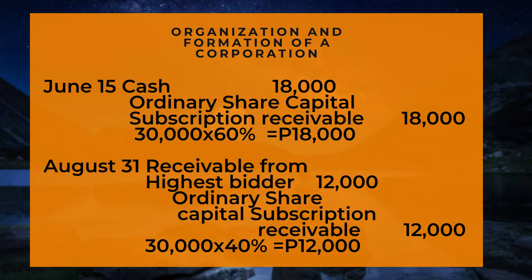Another transaction on the same date. Debit cash for 18,000 pesos. Credit ordinary share capital subscription receivable for 18,000 pesos. August 31, debit receivable from highest bidder, 12,000 pesos, and credit ordinary share capital subscription receivable for 12,000 pesos.